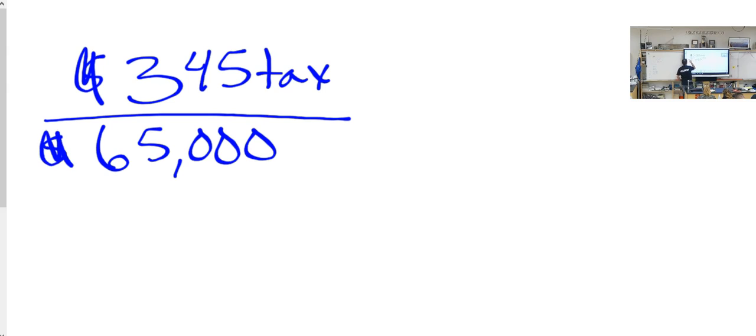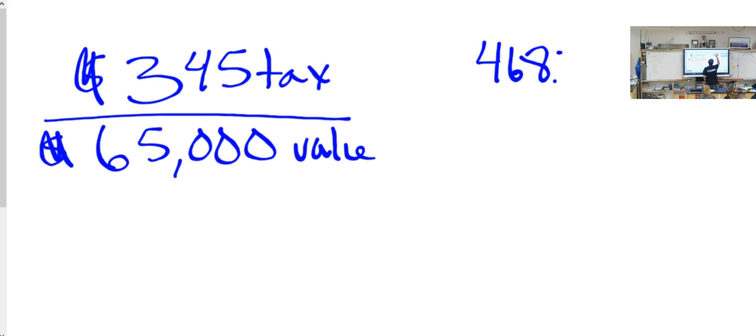At the same rate, what is the value of the lot for which he paid 468.7 in taxes? All right. So here we go. We have 2 tax and 1 value. The answer is going to ask for a value, correct?